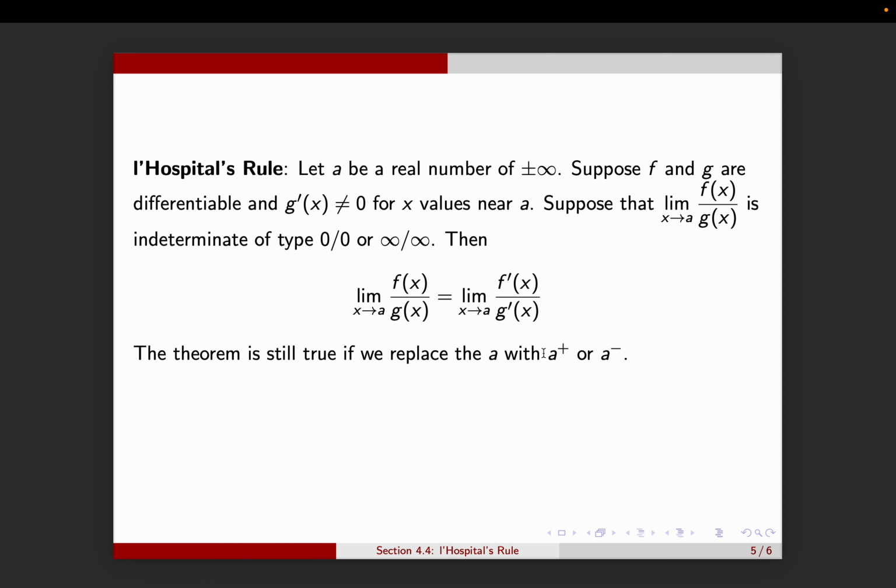And this theorem still works whether you're approaching, say, 6 from the left or the right. Don't be thrown off if you see left or right. The rule still works.